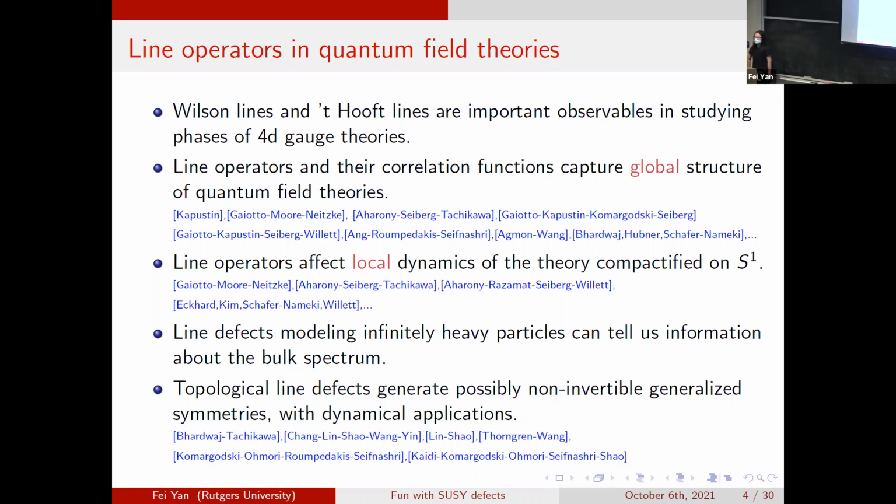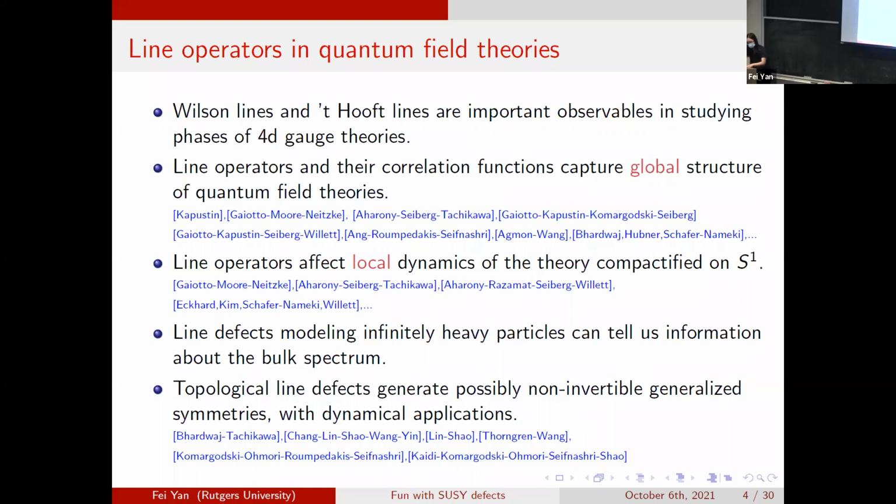And more dramatically, if you take a theory and compactify it on a circle, then line operators in the parent theory directly affect the local dynamics of the theory compactified on a circle, for the simple reason that wrapping a line along a circle will produce a local operator in the compactified theory. As another example, line defects model insertions of infinitely heavy particles, and by studying the response of your bulk theory to the insertions of such line defects, you can learn some information about the bulk spectrum. I will get back to this with a small comment midway in my talk.